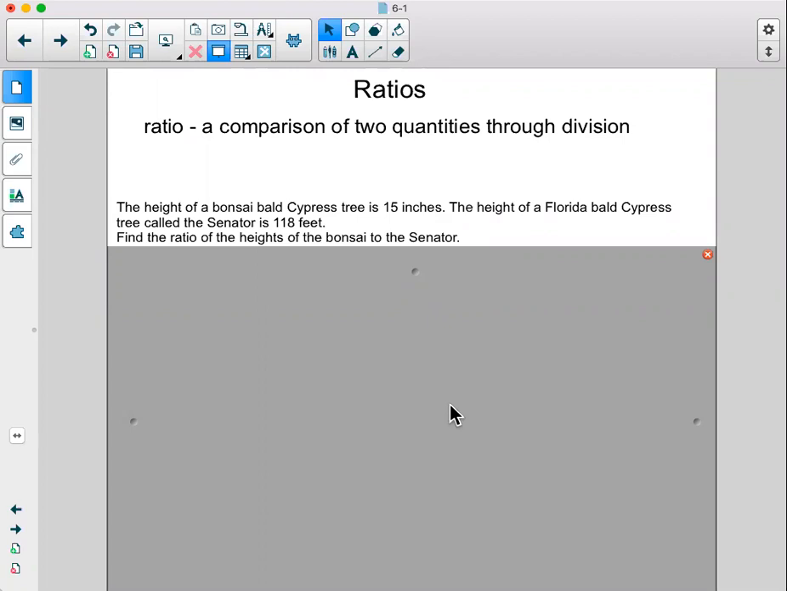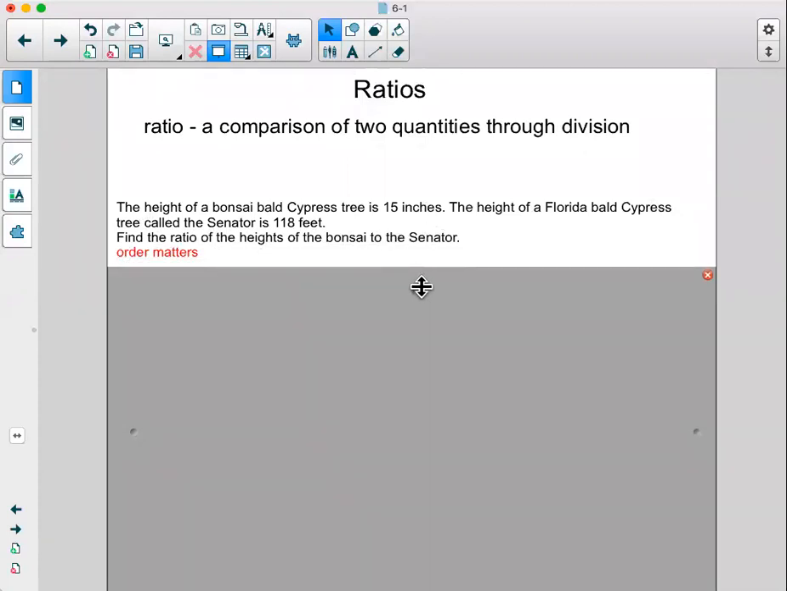And I'm going to show you the three things you have to always remember about ratios by this example. In this example, there is a small bonsai bald cypress tree that's only 15 inches tall. It's really short. And there's a really tall Florida bald cypress tree called the Senator that's 118 feet tall. And we're asked to find the ratio of the heights of the bonsai to the Senator. The first thing you have to remember is that order really matters with ratios. If you're asked to do bonsai to Senator, then the short bonsai tree has to come first and the taller Senator has to come second.